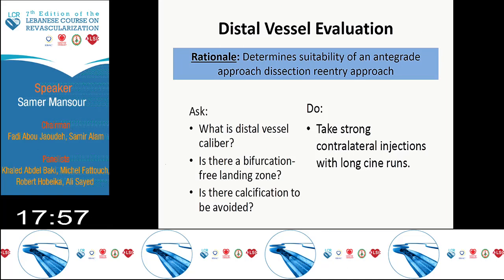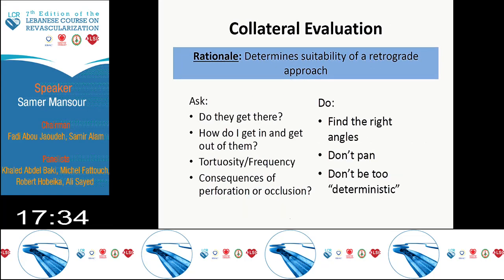So what is the distal vessel caliber? Is it a 1.5 small branch? Then the probability of putting dissection re-entry materials there and having a good success rate is less. Is there a bifurcation? May I lose one branch if I go dissection re-entry there? Is there a lot of calcification that I will try to avoid and go a bit further to re-enter and gain the true lumen? Take a good contralateral injection with a long cine to assess the distal bed.